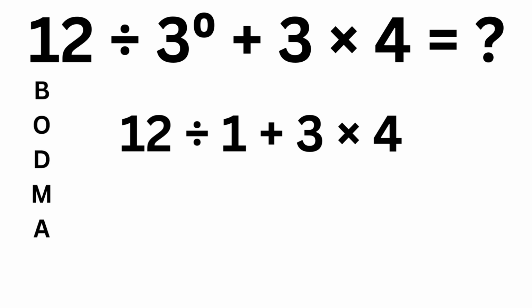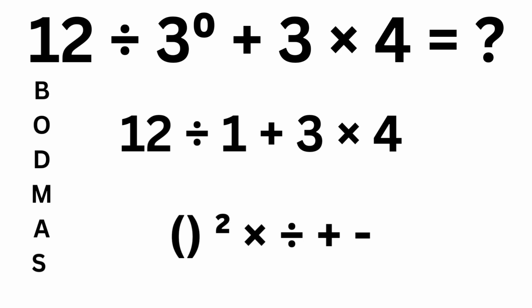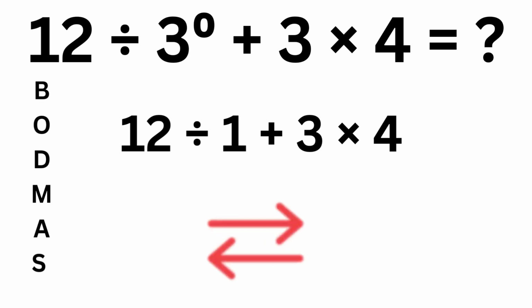Step 2. Now apply BODMAS. B for brackets, O for of, D for division, M for multiplication, A for addition, and S for subtraction. Class, remember, division and multiplication are equal. So we solve from left to right.